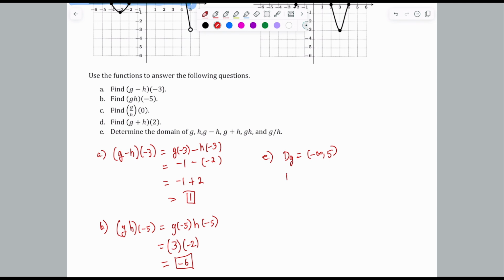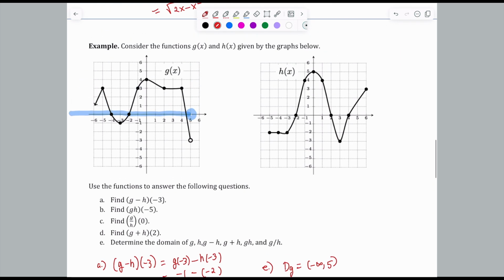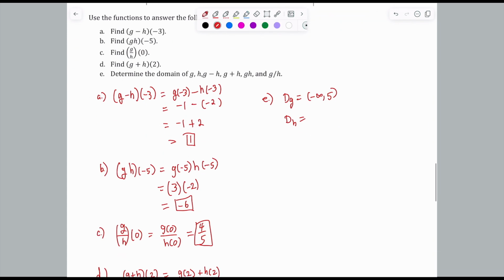All right, the domain of h is, well, we can see it stops at -5. If you follow the graph from left to right, the first x value is -5, and it continues all the way to 6, and it stops at 6 there. So we get [-5, 6].